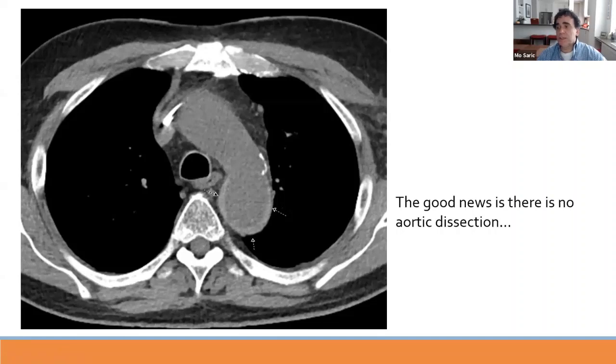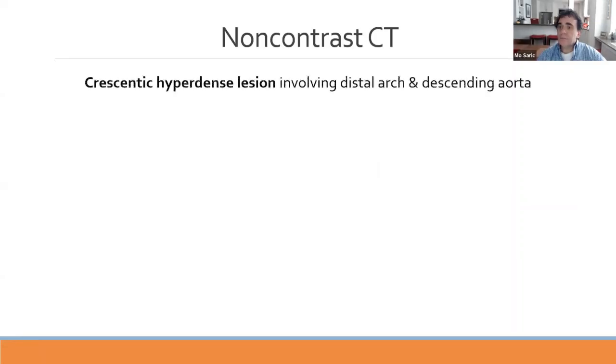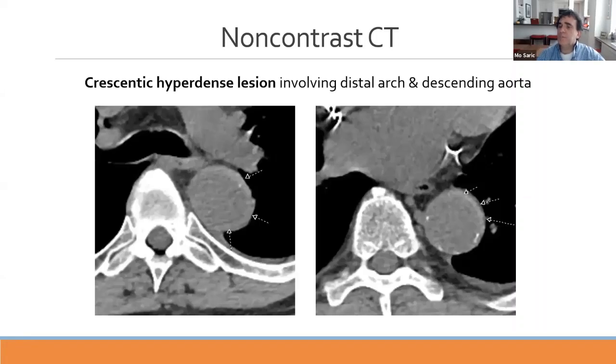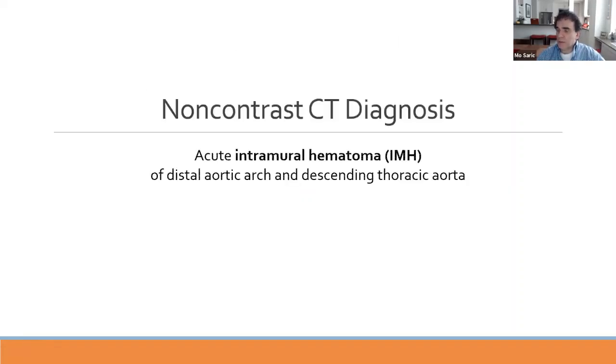The good news is that he did not have aortic dissection, but there is something very concerning on this non-contrast CT. This is the section of the aorta that I am referring to, which would be the distal aortic arch and a proximal descending thoracic aorta. So what we saw on his non-contrast CT was a crescentic hyperdense lesion involving the distal arch and the descending aorta. This is a zoomed-up image, and you actually see these hyperdense lesions that are characteristic of intramural hematoma.